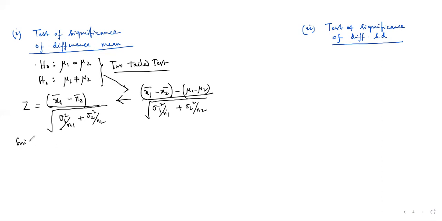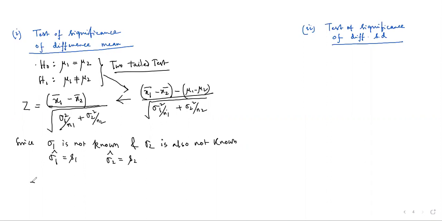And since sigma 1 is not known and sigma 2 is also not known, we are going to estimate sigma 1 by S1, and sigma 2 by S2. And thus your Z will become x1 bar minus x2 bar divided by the square root of S1 square by N1 plus S2 square by N2.